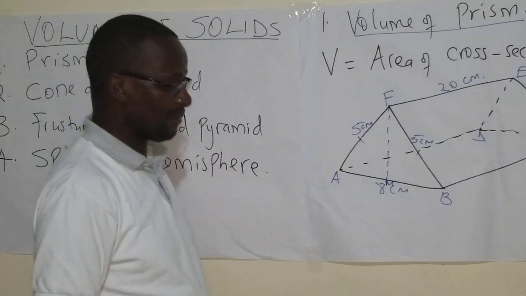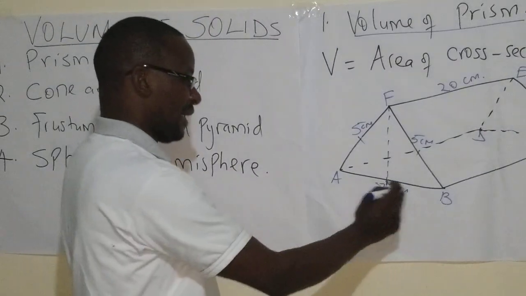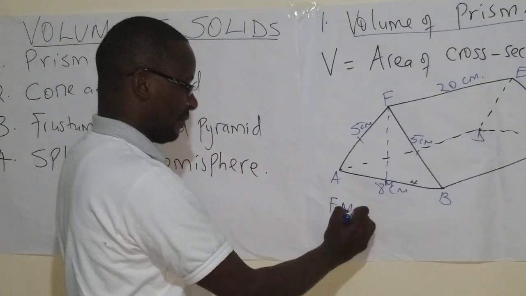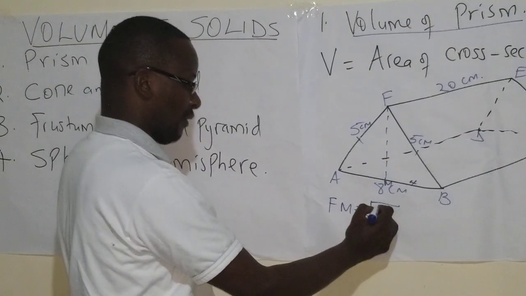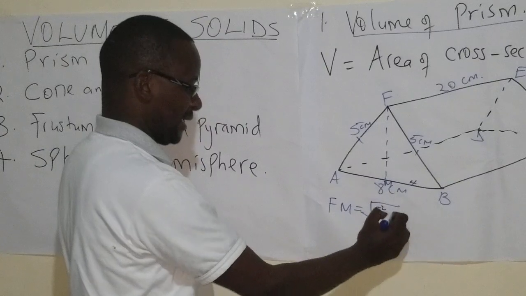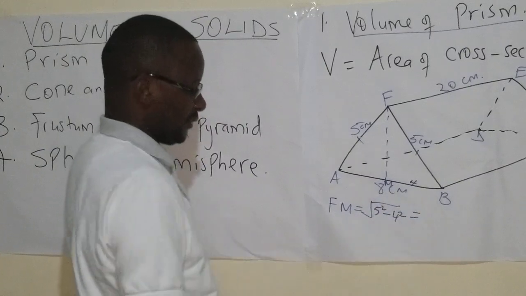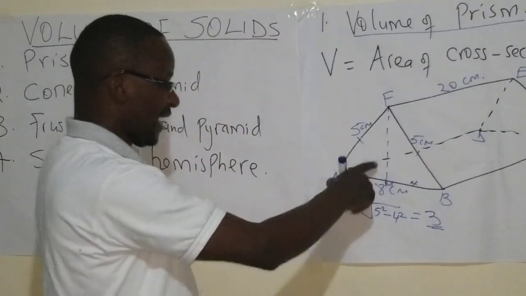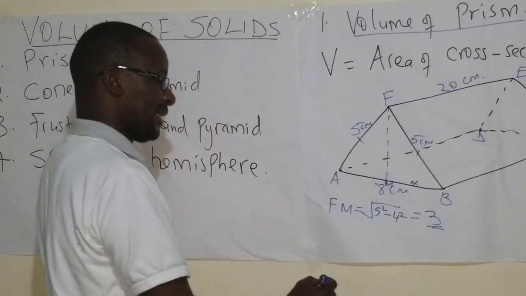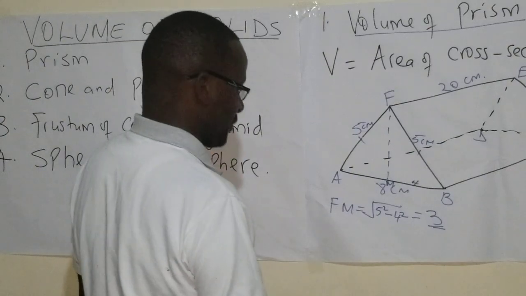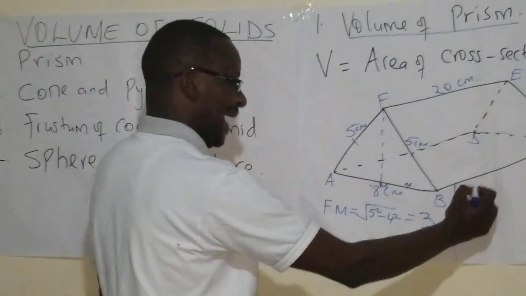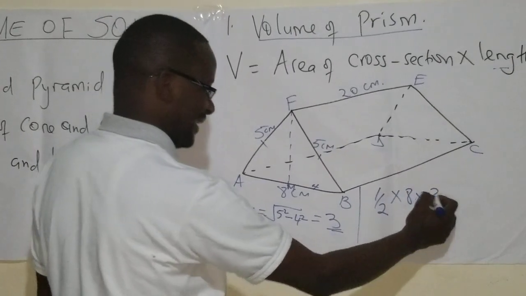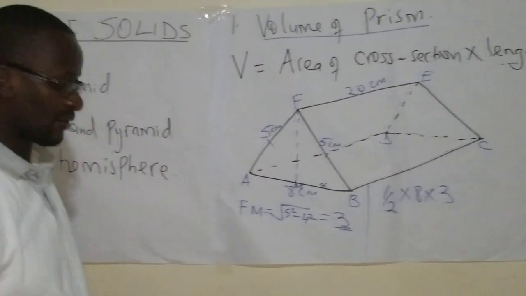So to get that FM, using Pythagoras theorem, MB would be 4. So FM would be the square root of 5 squared minus 4 squared, which is the square root of 9, and that is 3. So if the height is 3, then the area of the cross-section would be a half times 8 times 3. That's the area of the cross-section.